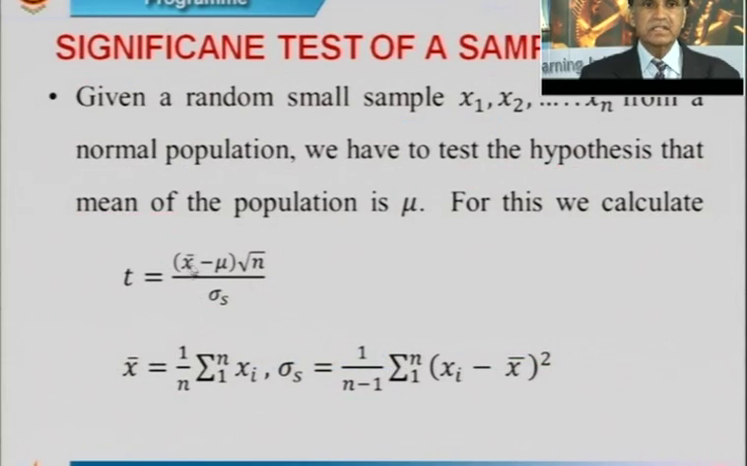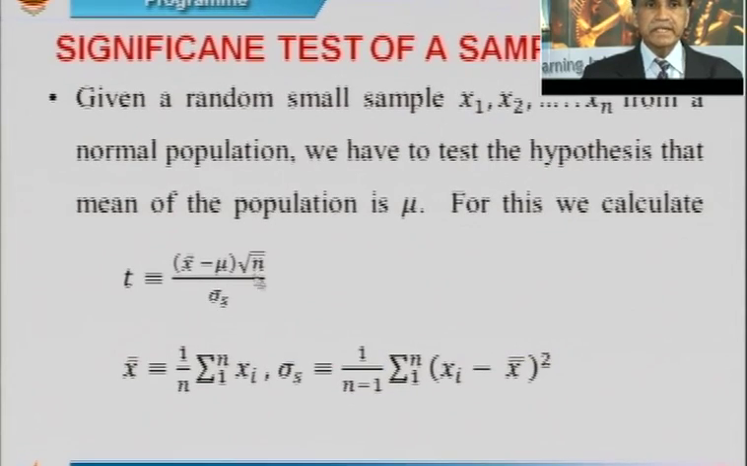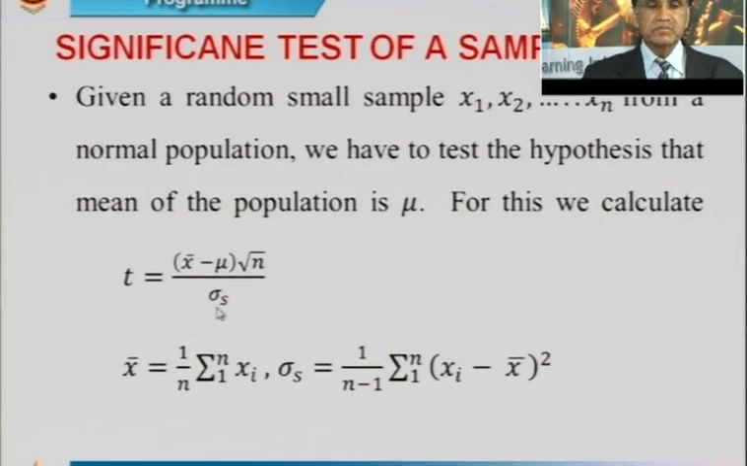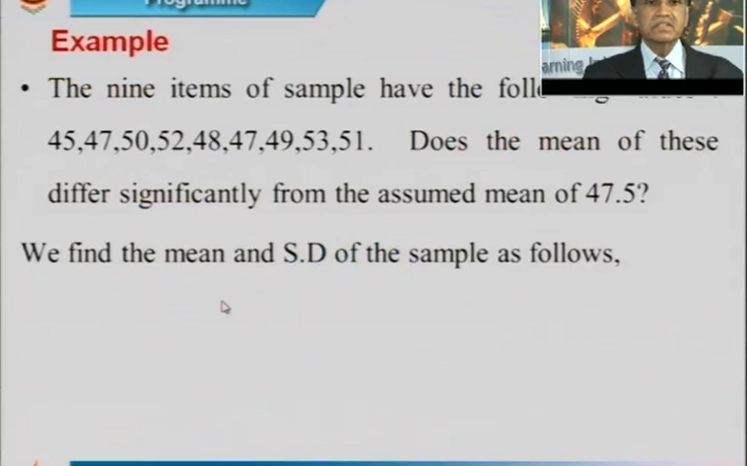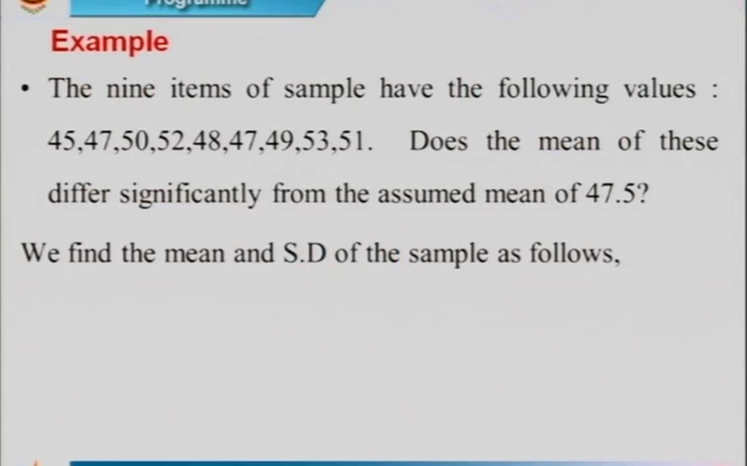That is this one: x bar is the actual mean, mu is the population mean, n is the number of observations, and sigma s is the standard deviation. Now I will take an example in order to prove this concept.